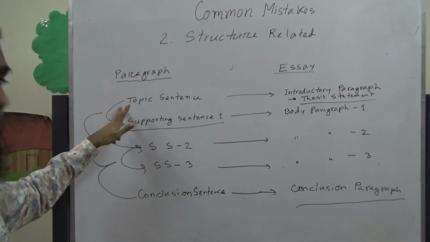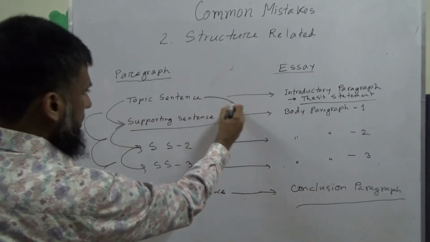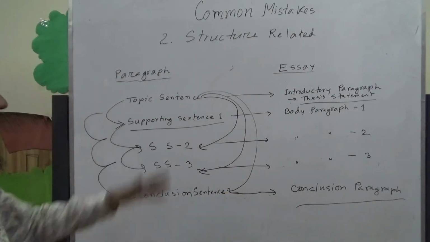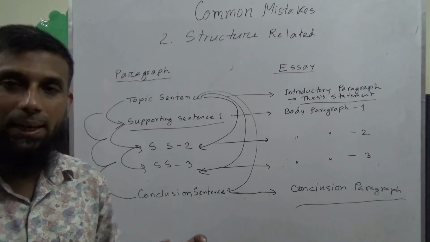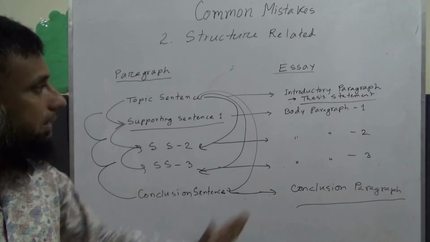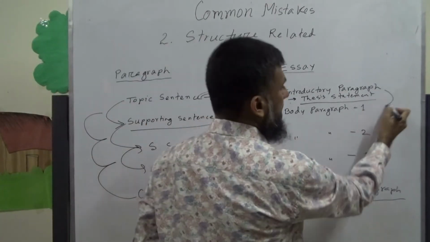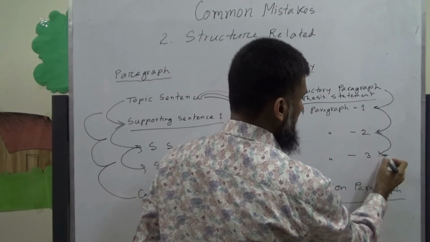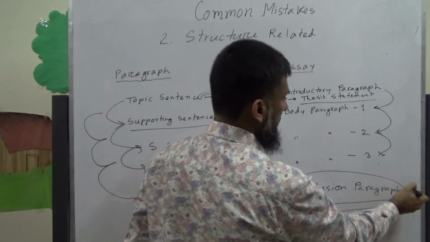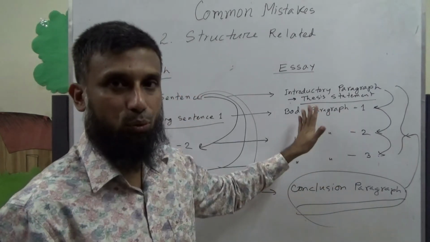This is not a linear relationship. Topic sentence is related not only to the first supporting sentence, rather topic sentence is related to the second one, third one, as well as conclusion. So you see, there is a linear as well as a spiral relationship between each element or its parts. In the same way, in an essay, all the paragraphs are related to each other. And conclusion paragraph, of course, it concludes all the ideas presented so far.